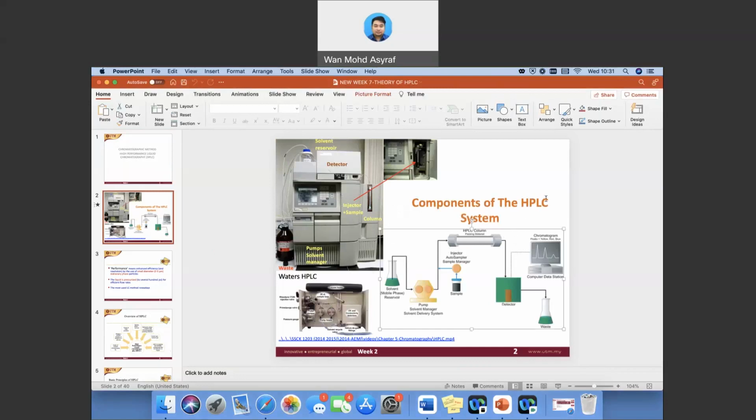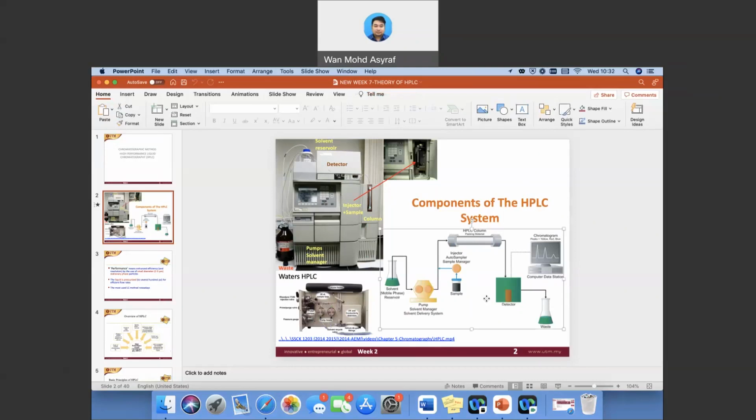As I mentioned before, when you look at any instrument, it must have a schematic diagram. For UV-Vis, you have a specific schematic diagram. For AAS, also a specific schematic diagram. For HPLC, there are a couple of things that are similar or different. For example, the similarity is that towards the end there must be a computer for your data processing. But there are some differences for the chromatographic instruments.